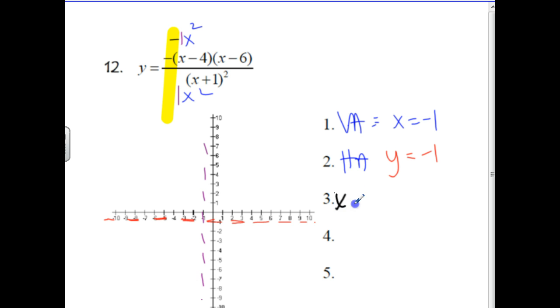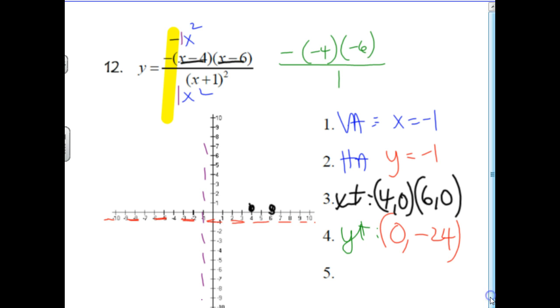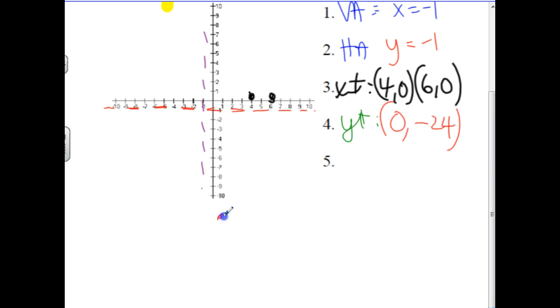Next thing I'm going to look for is x-intercepts. By setting the numerator equal to 0, that'd be 4 and 6. I'm going to write those as ordered pairs and plot 4 and 6. And then the y-intercept, by letting every x be 0. So it's -4 times -6 all over a 1. What is that? -24? Eesh, that's way off my graph. But I'll plot it way down here, and I'll just label it and it will be true.